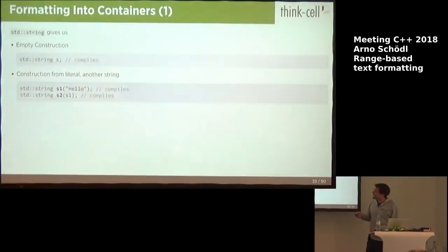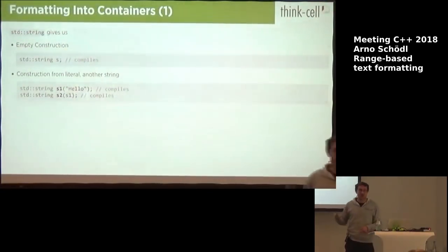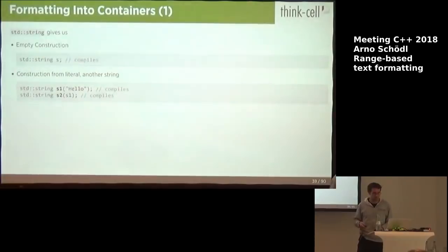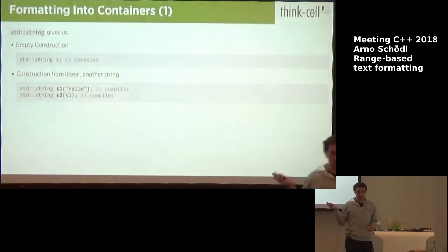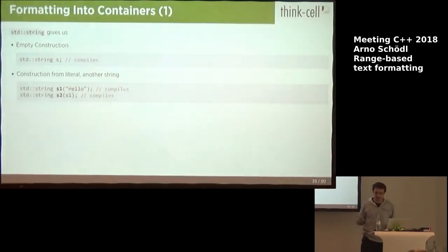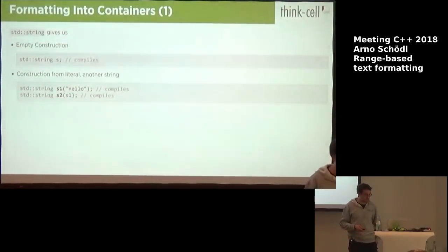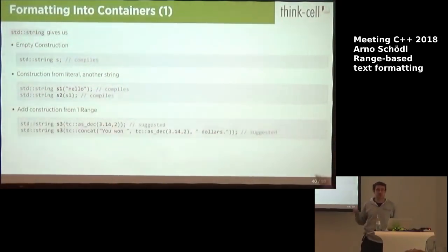Now, at the end, at some point, you want these strings to end up in a container, like a basic string. How do we do that? Well, strings offer empty construction. The default constructor just constructs an empty string. And you can also construct a string already from a single other string. Right now, this other string is either a string literal or already a basic string. Well, maybe we should add just arbitrary ranges that we can generate a string from.